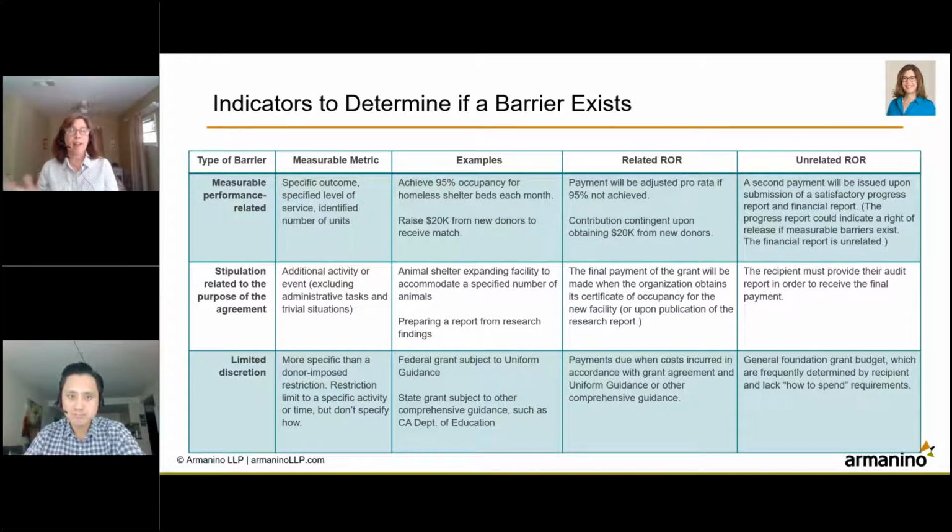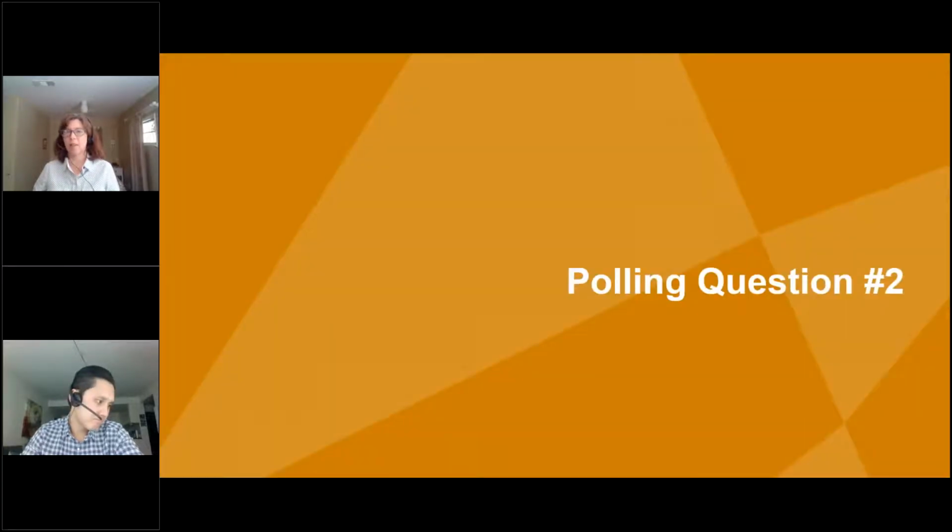So in that case, you'd really have to look to see how there is a real barrier, and therefore whether that progress report is really related to assessing progress against a barrier. The financial report would probably still be considered an administrative item. So now that I've gone back to that, let's head into that next polling question.